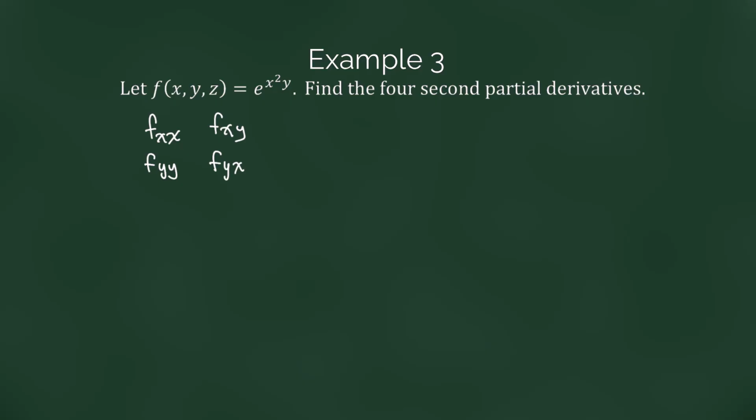And so let's start with f sub xx. Let's look at f sub x. We know it's exponential, so it repeats itself, and then we multiply by the derivative of the exponent. Well, the derivative of the exponent with respect to x is going to be 2xy. We can then find f sub xx by taking the derivative of that.